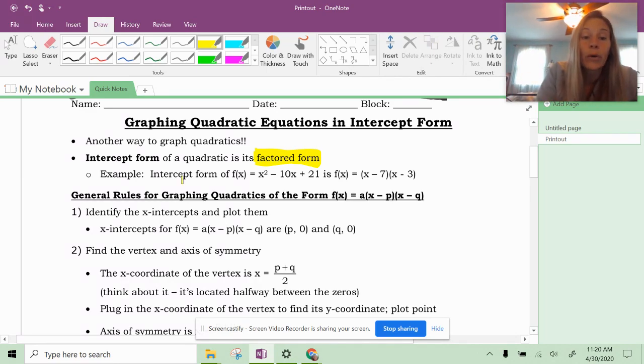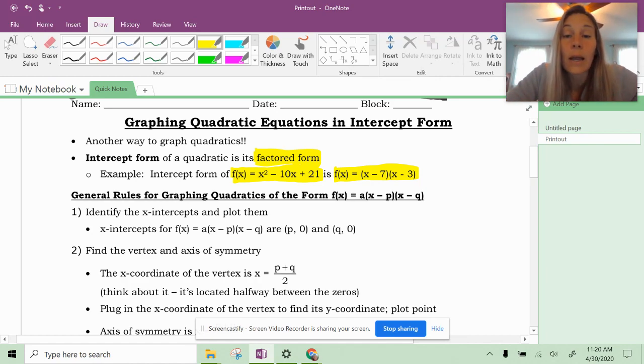So for example, if you had this equation here, x squared minus 10x plus 21, and you factored it, it would look like this, x minus 7 and x minus 3, because the two numbers that multiply to 21 and add to get 10 are 7 and 3, and it's a negative 10, so they're both negative. So we spent a couple weeks going over the factoring.